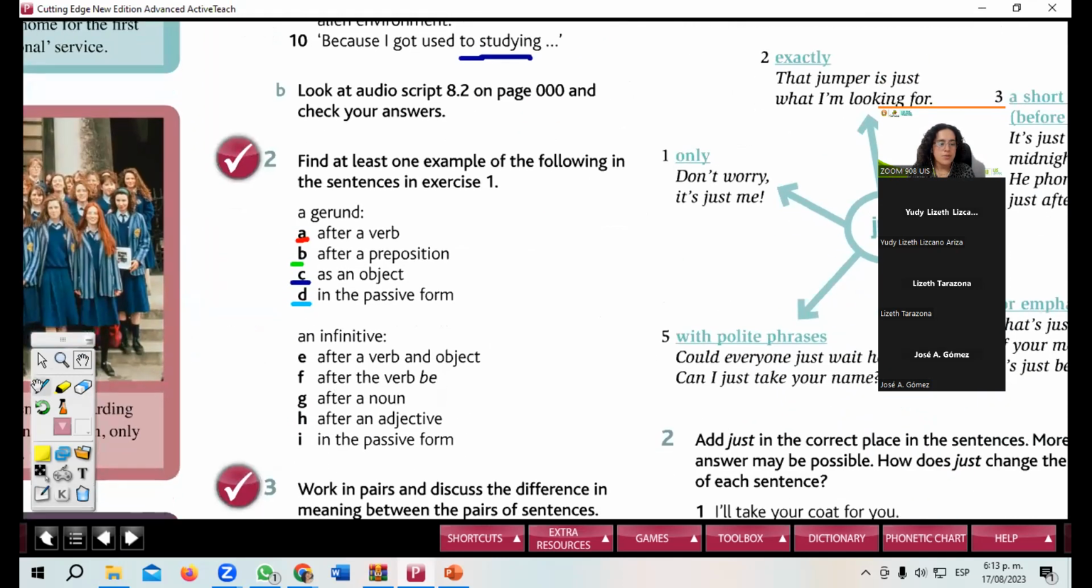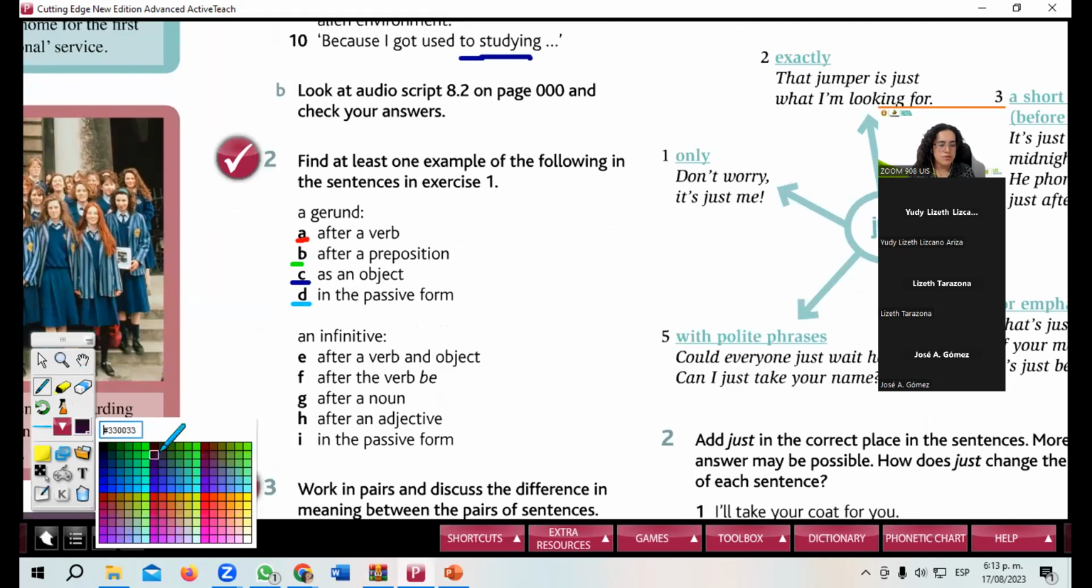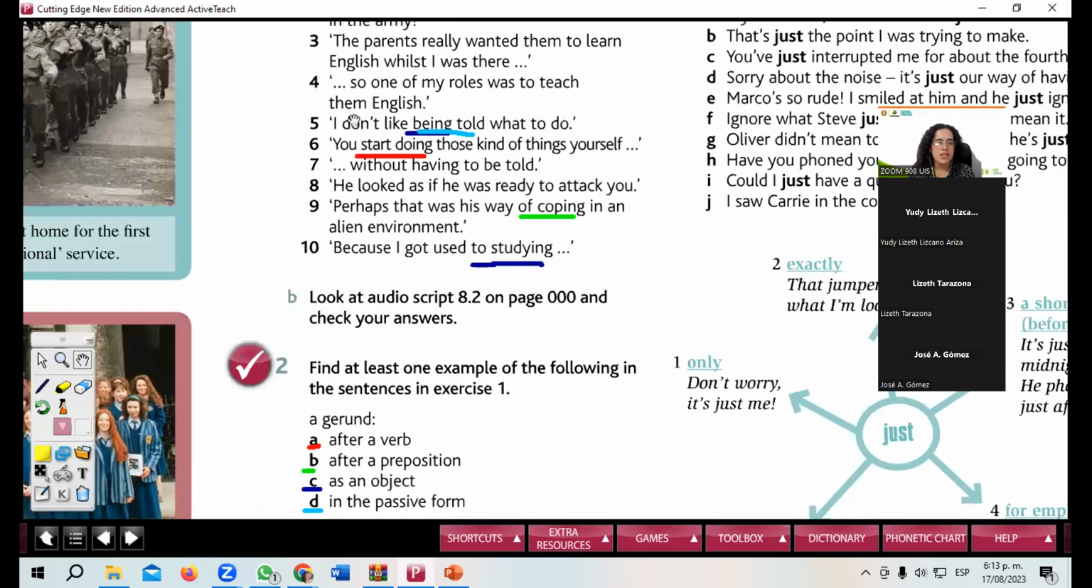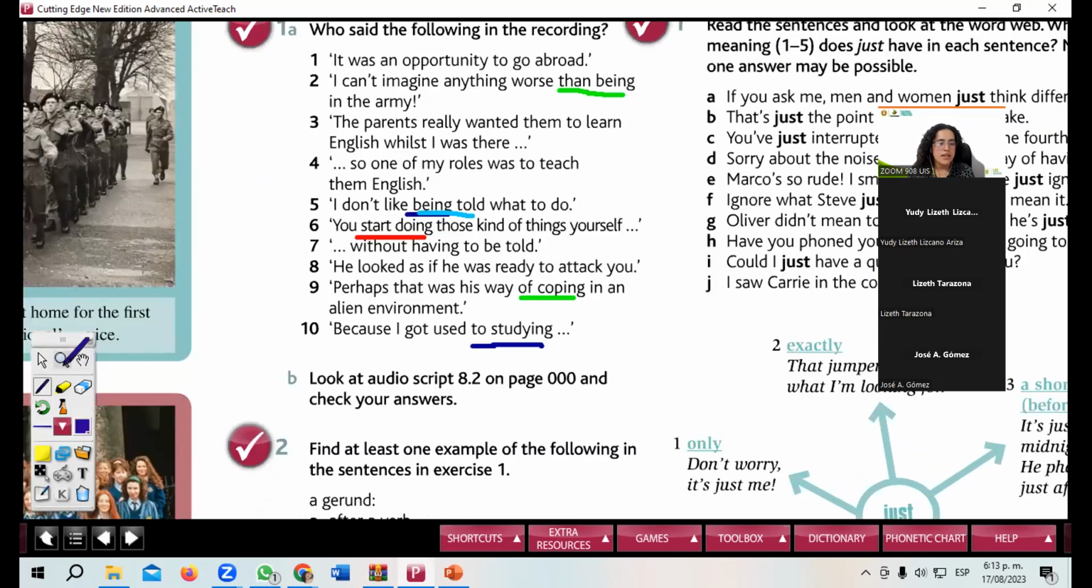All right, now let's move to the infinitive forms. Remember, it can be with to or without to. So an infinitive form after a verb and the object. Yes, Natalia, excellent. Seems like Natalia and Sylvia were the only ones who completed the activity. The parent really wanted them to learn, okay?